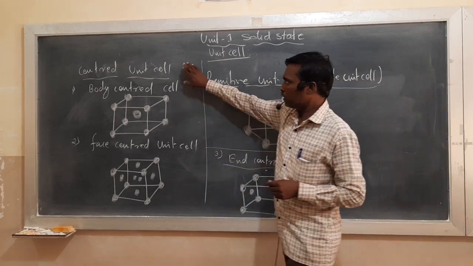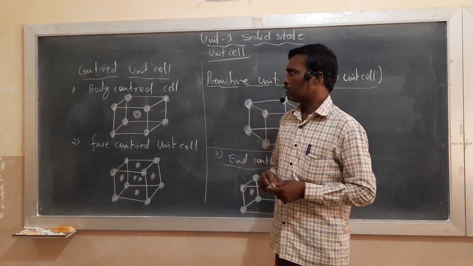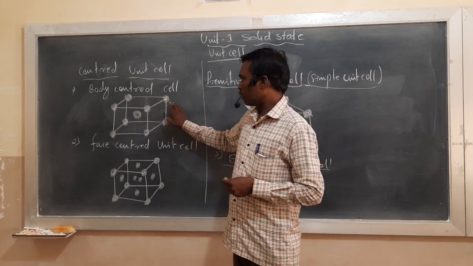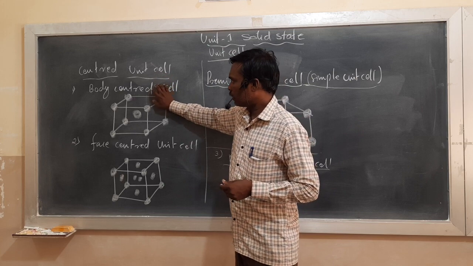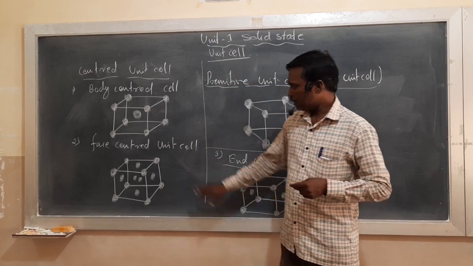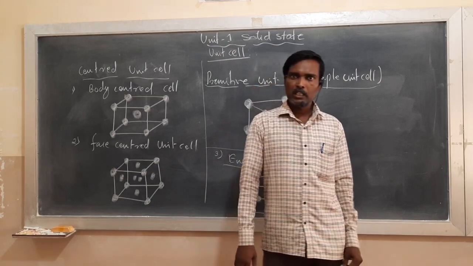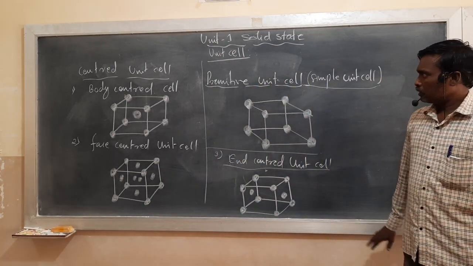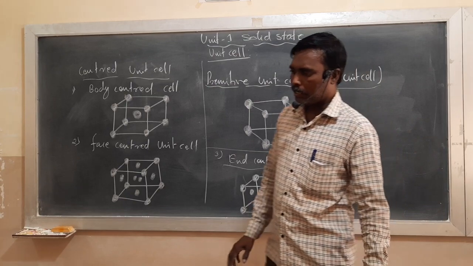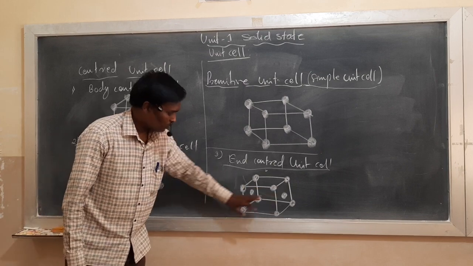And in centered unit cell, there are three types: body centered, face centered, and end centered. Here, the centered unit cell has corner particles. One particle present at the center of the cube is called body centered. In face centered unit cell, there are 8 corner particles and one particle present at the center of each face. Another type is the end centered unit cell, where the 8 corner particles are present and a pair of particles is present at the opposite faces.